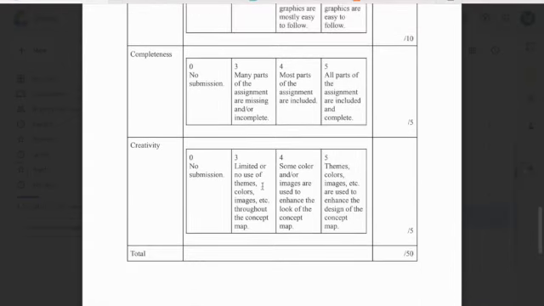And then creativity, again, this goes back to the themes, the colors, the images. Make sure you're taking pride in your work and you make it look good. All right, and this is out of a total of 50 points.